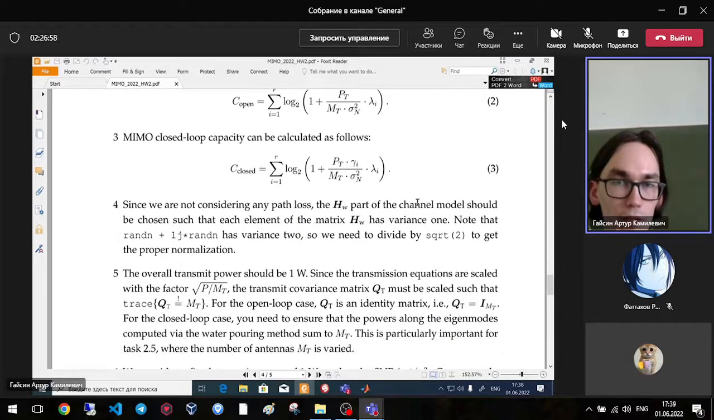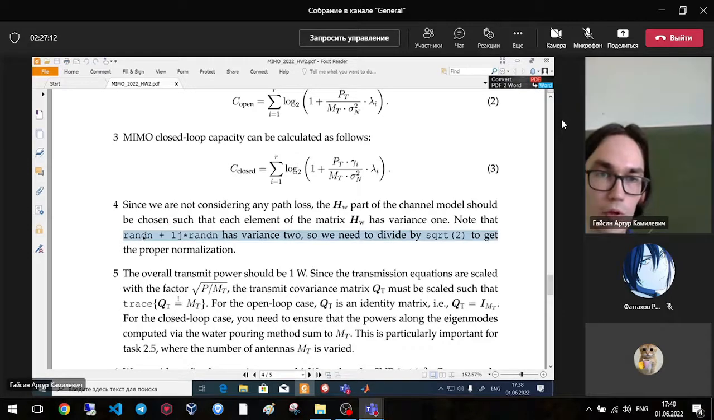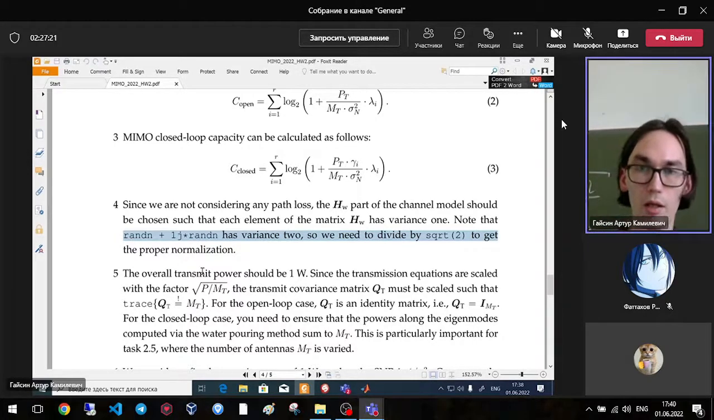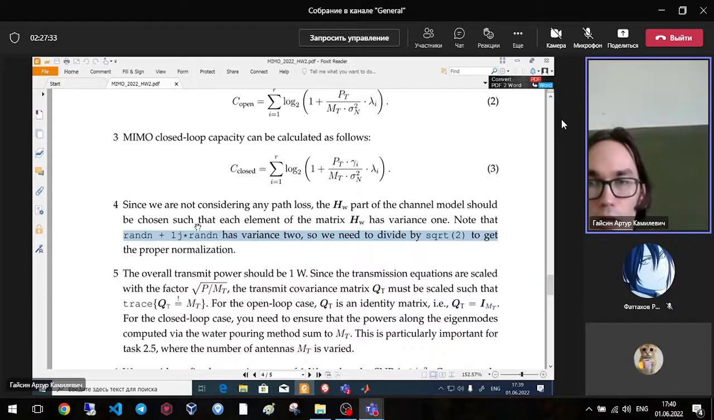And here is information that if we create a randomly drawn complex Gaussian channel, this HW, we can use random with normal distribution plus this random with normal distribution times 1j. And in this case, you will have a variance equal not to 1, but something like 2 approximately, or square root of 2. And from one side, you can divide it by square root of 2, but also I will show you how we can do it in our way.